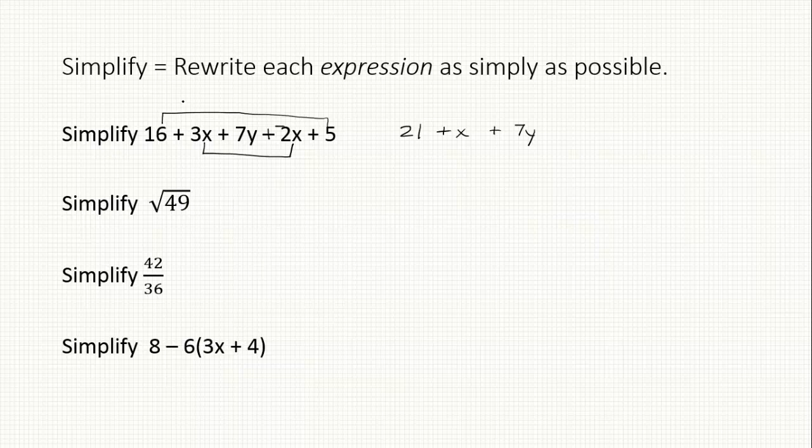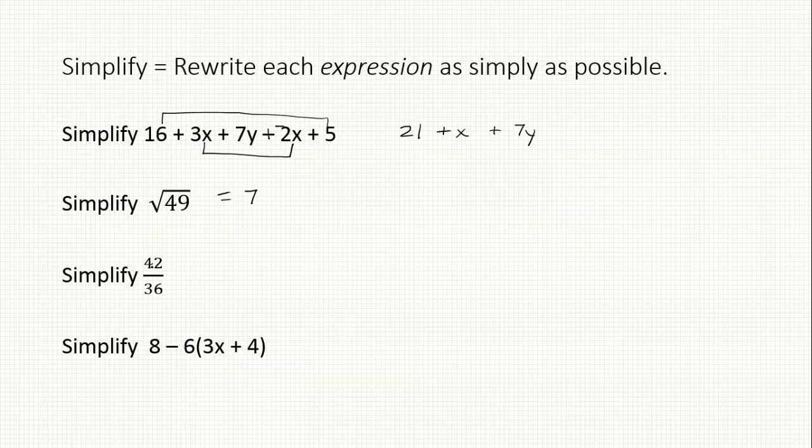In the second example, the square root of 49 can be simplified because 49 is a perfect square. The square root of 49 is 7, and that's more simplified. When the square root is pre-printed in a problem, then it is asking for the principal square root, which is just the positive solution.